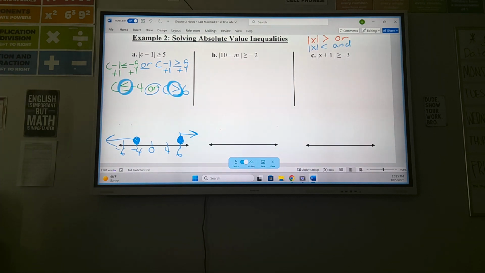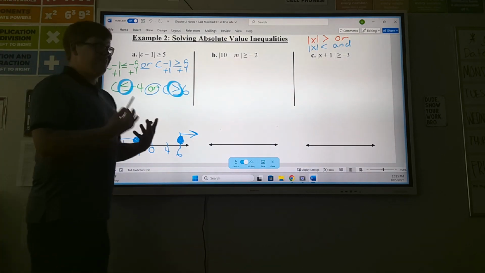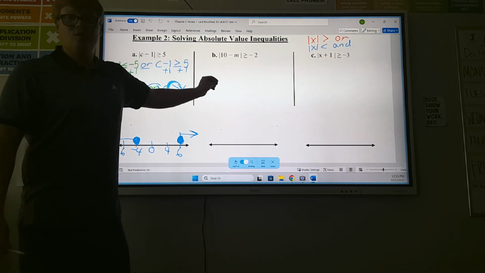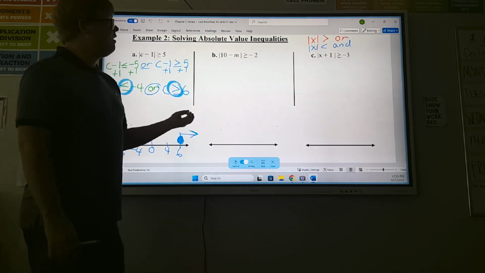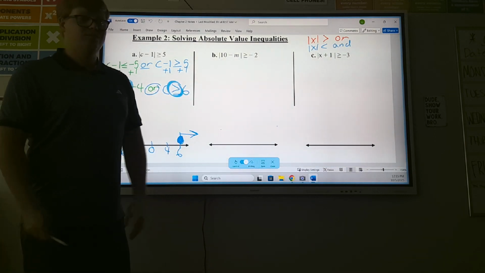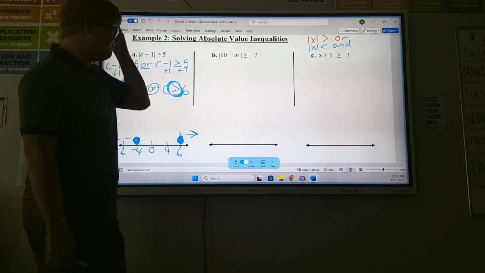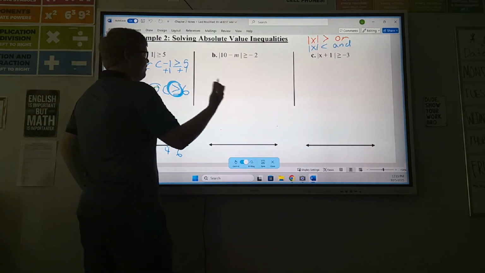B and C. They both are going to be the exact same answer, but I'm going to solve one to show you guys why it works, and then the other one we'll talk about what you could just do instead of solving it. So we look at B. We're going to solve it the exact same way.